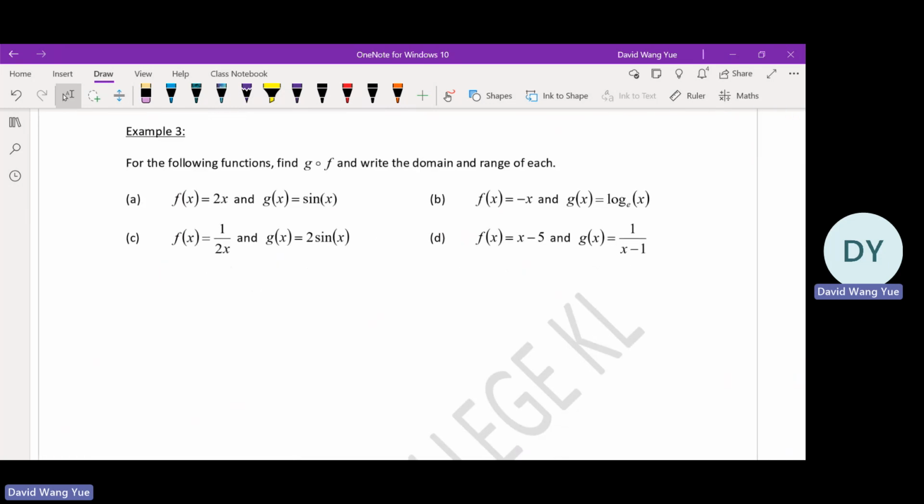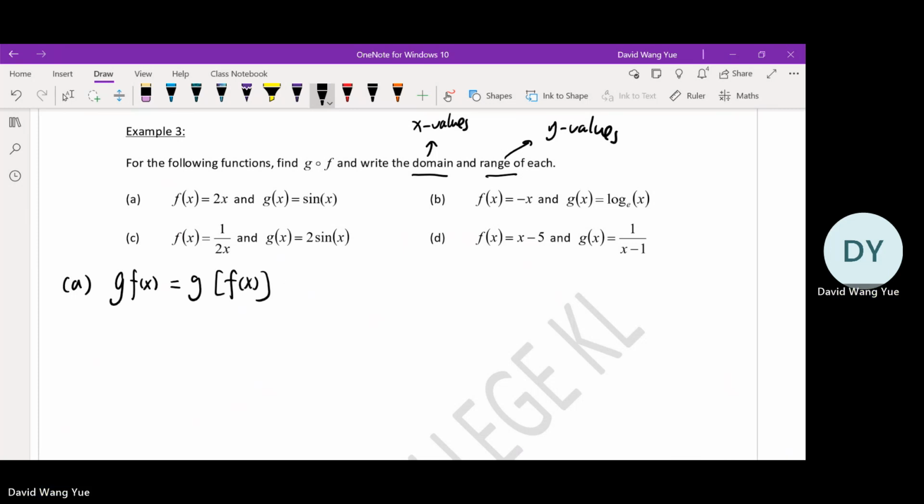Okay, this time not only do we find the domain, but we also find the range. Domain is the values of x that make the function defined. Range of a function is the y values that the function can produce. The question asks for g(f(x)), which means we substitute f into g. g is a sine function and f(x) is 2x, so we get sin 2x.